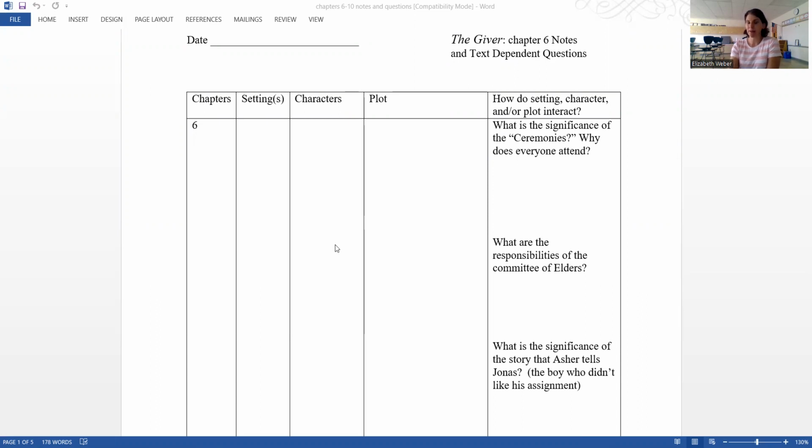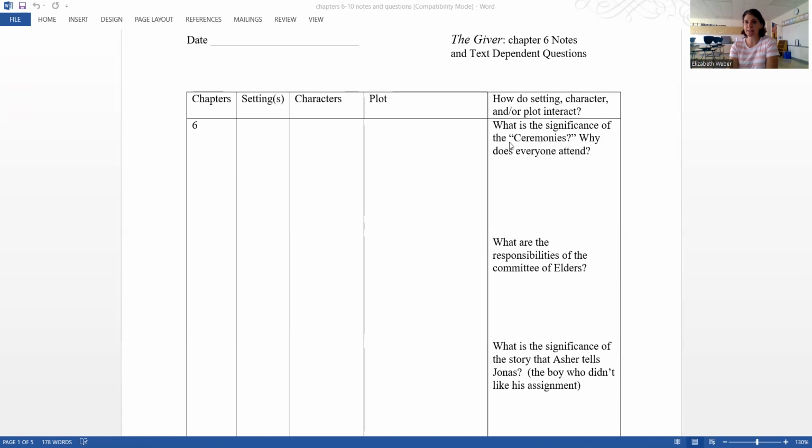The characters that are mentioned. Plot is the particular events of the chapter. I would like you to try to use sentences in this box. And then you see I've asked you a few questions along the side here. We have 3 questions. How do setting, character, and or plot interact is the overall idea at the end.